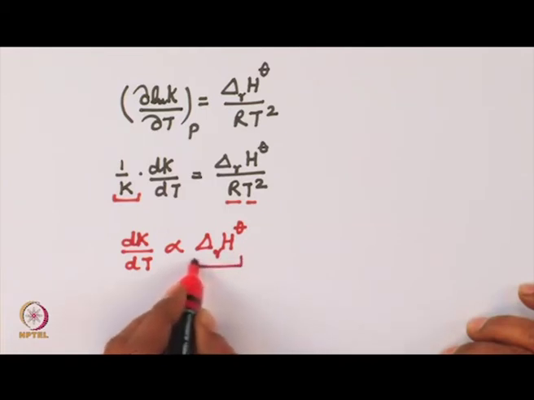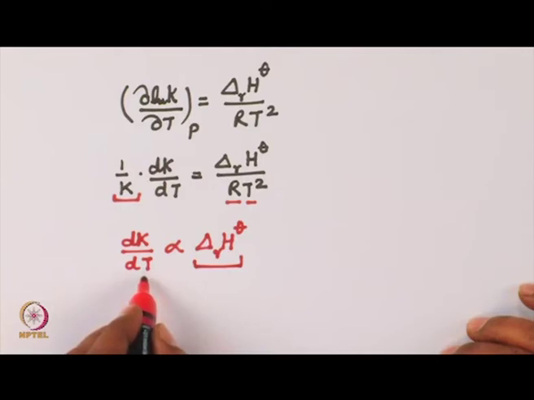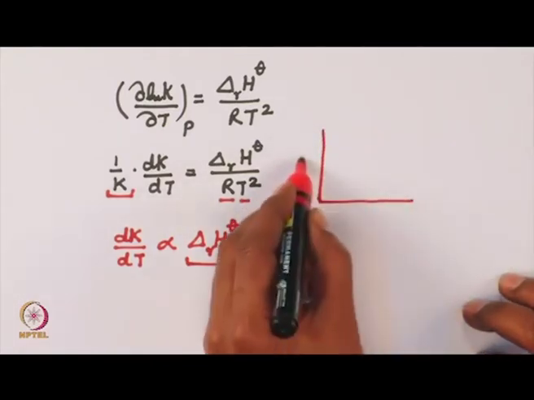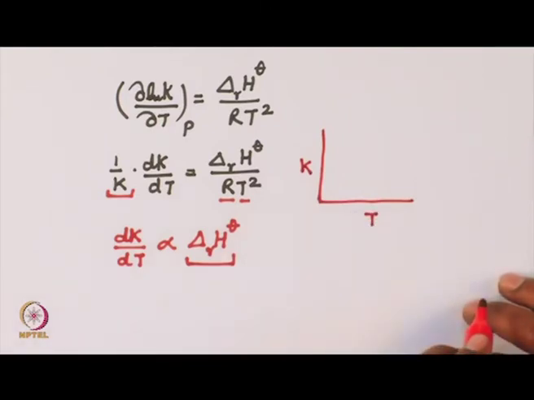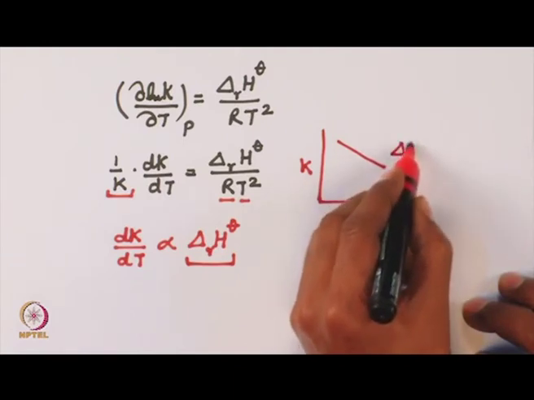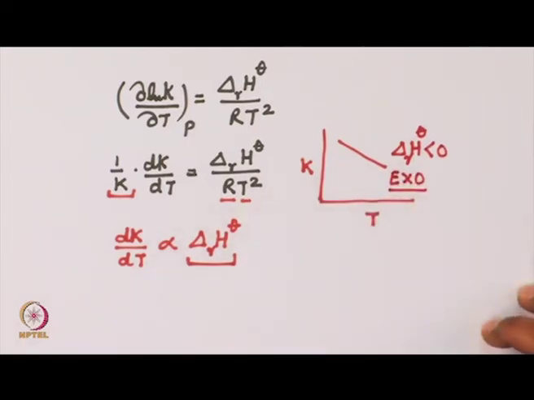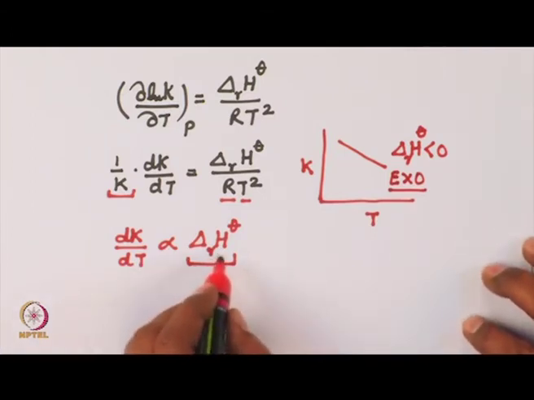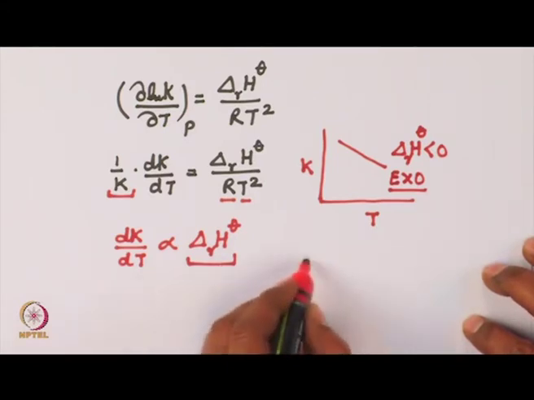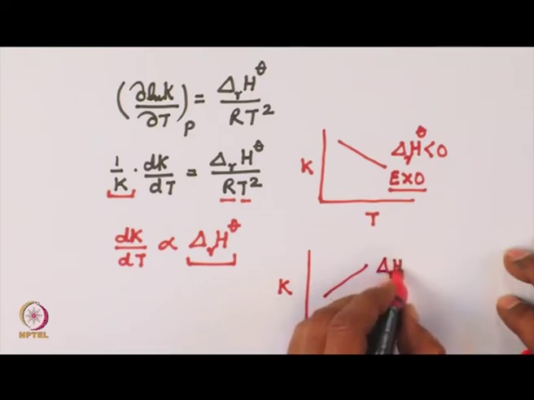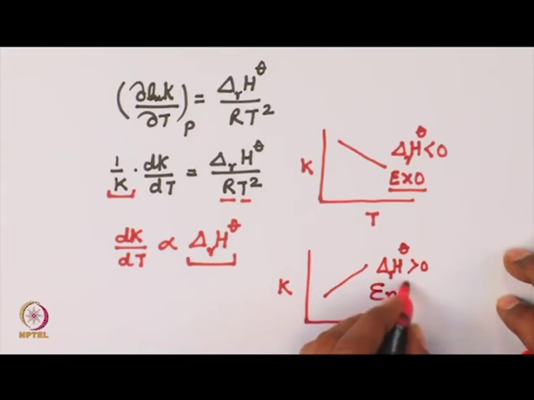And if the value of enthalpy of reaction is negative, that means the slope of a plot of K versus T will be negative. For example, if I plot K versus T and I get a behavior like this, it is a negative slope. That means in this case delta R H naught is less than 0. It is an exothermic reaction. And on the other hand, if delta R H naught is positive, endothermic reaction, in that case, these are just the approximate plots, K versus T. If the variation is like this, the slope is positive. That means I have delta R H naught which is positive, and this is endothermic reaction.